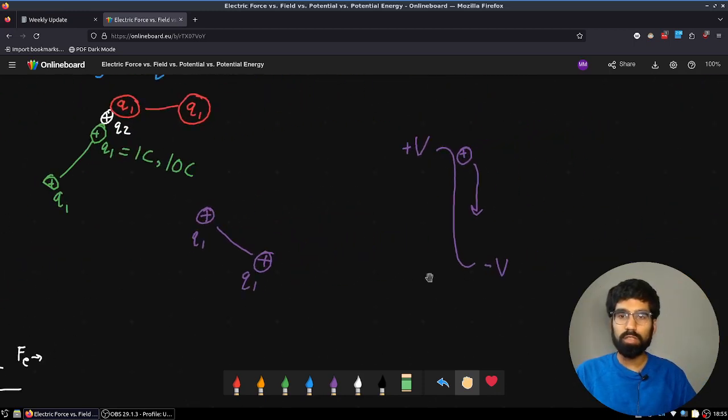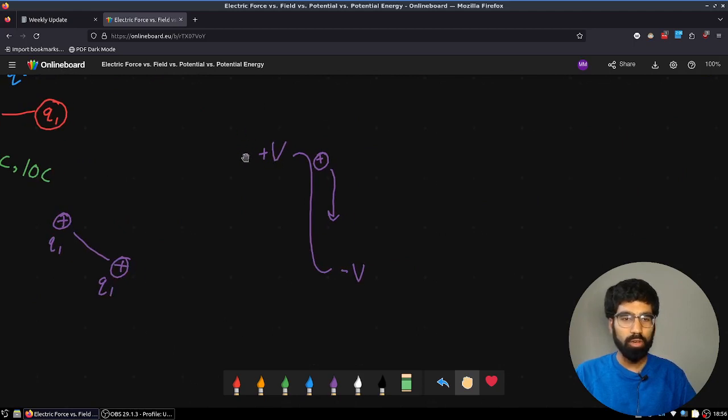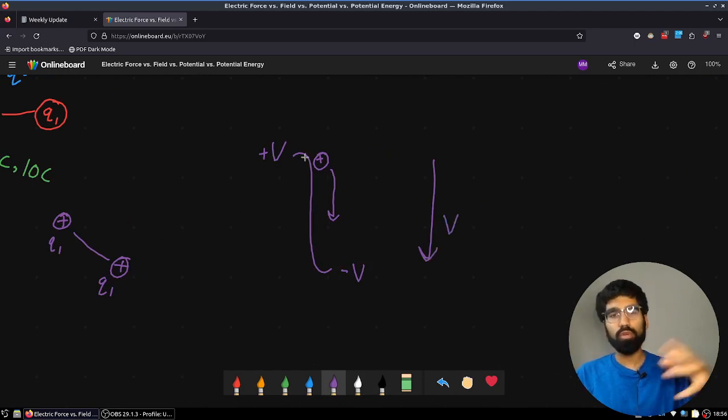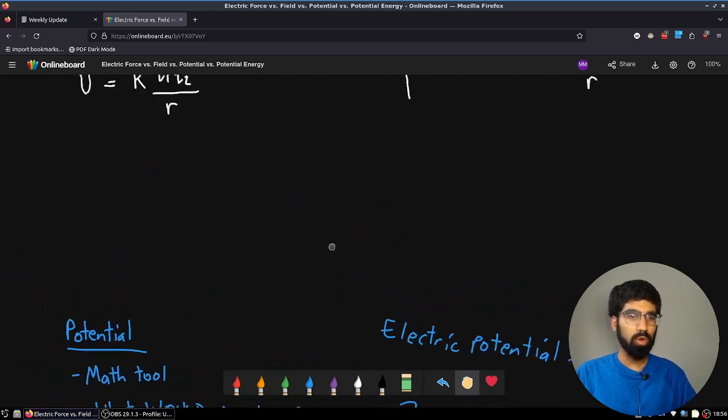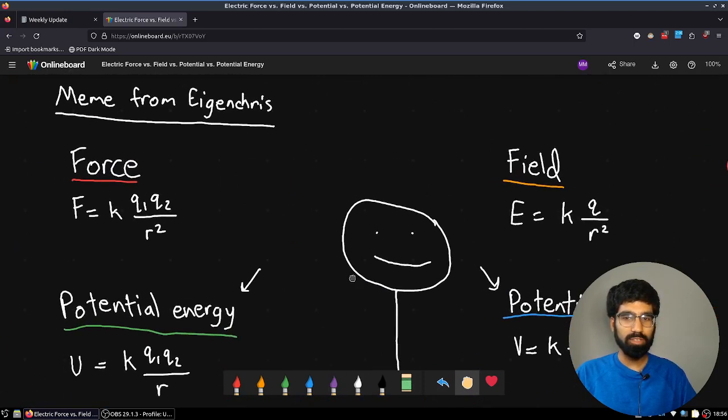You'll often see this drawn as a hill diagram. You have positive voltage over here, negative voltage over here, so you have a drop in voltage, and just like a ball rolling down a hill, you have a positive charge here. It's going to go from high voltage to low voltage. So I hope that clarifies some of the reasons why all these equations look the same.